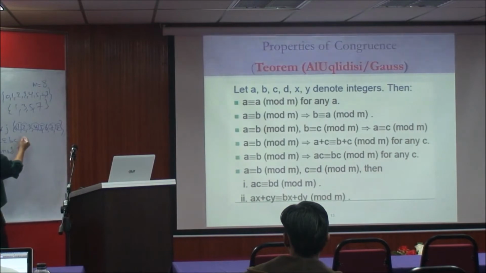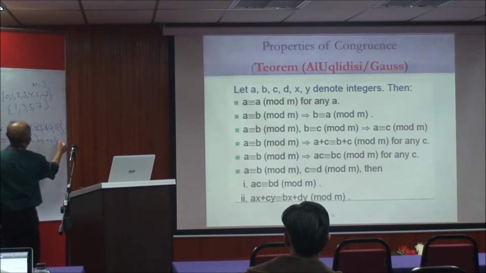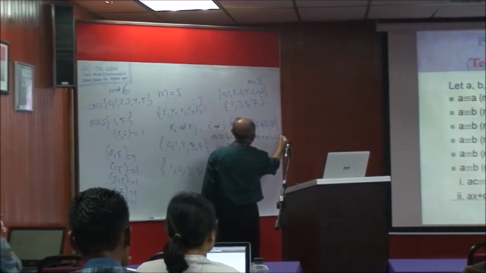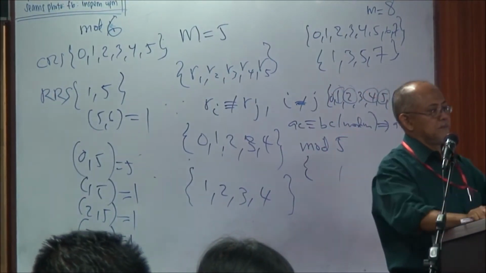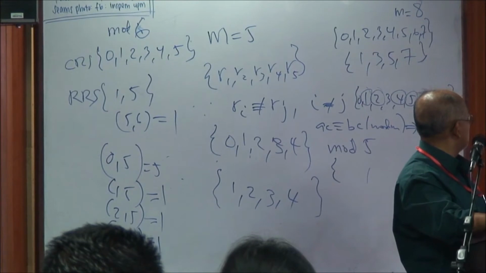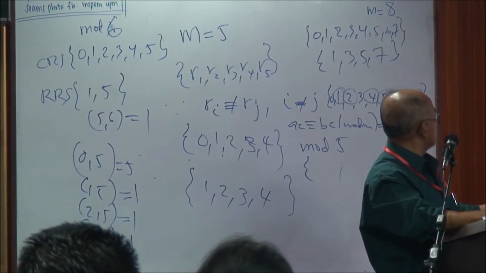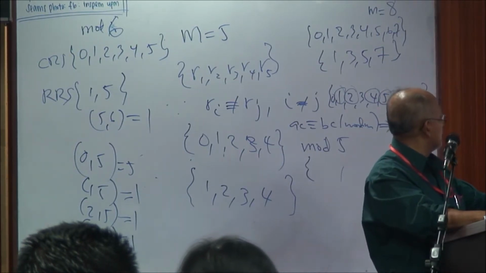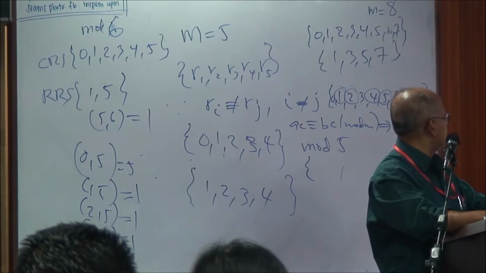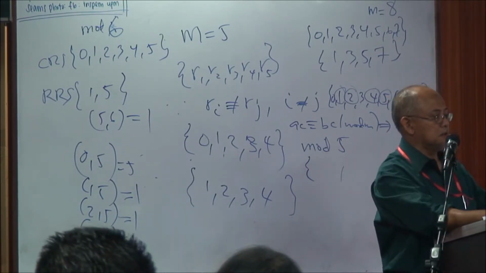AC congruent to BC, mod M implies A congruent to B, mod M. So the other way around, from the left to the right, it is always true, multiplying by any given C. So it is still true. So what about the converse of the statement?